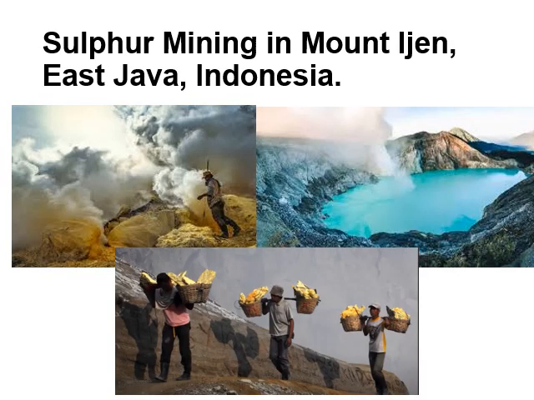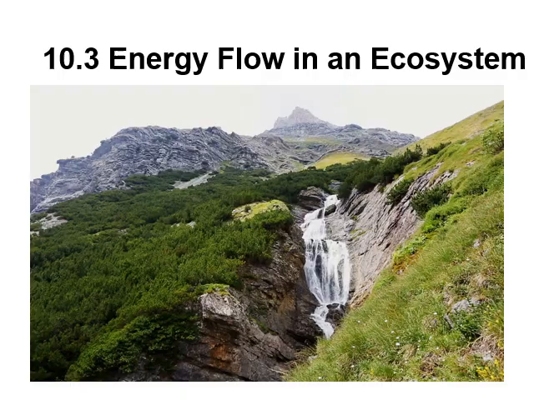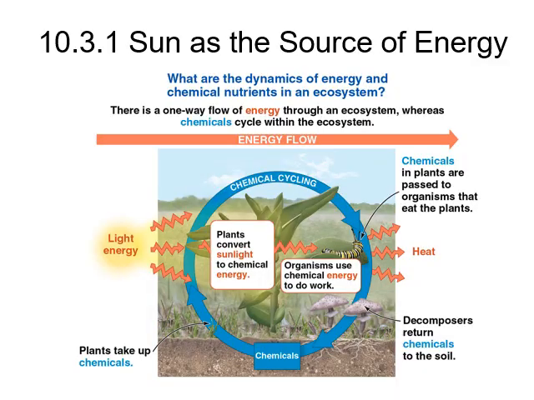Okay, so ini example sulfur mining dekat Gunung Ijin, East Java, Indonesia. Okay, so done with this. So next, kita nak pergi energy flow in an ecosystem. So look at this figure basically. Kita nak tengok sebagai sun as the source of energy. So this figure is from Campbell, self-explanatory.